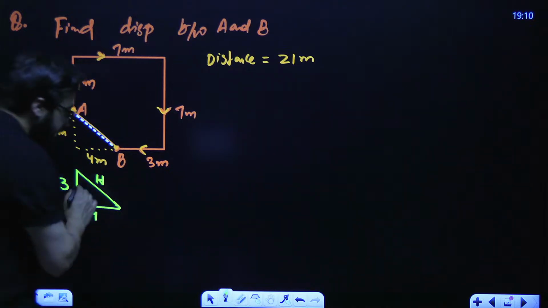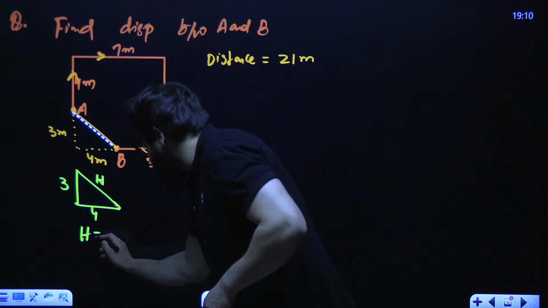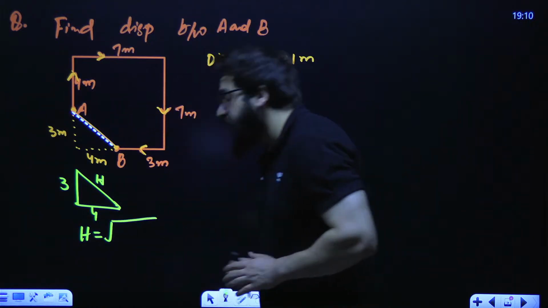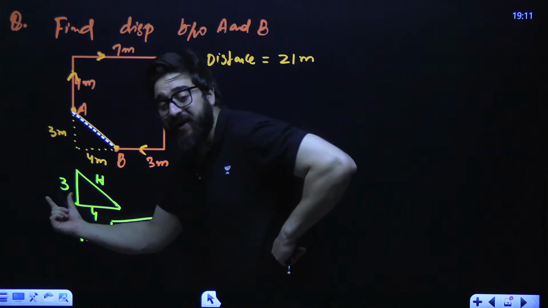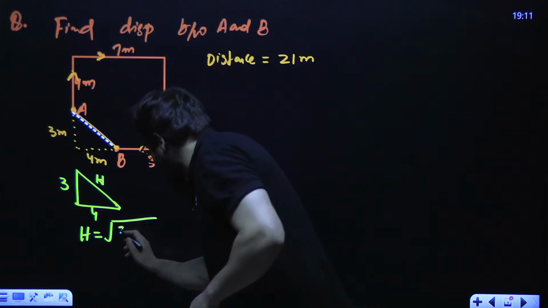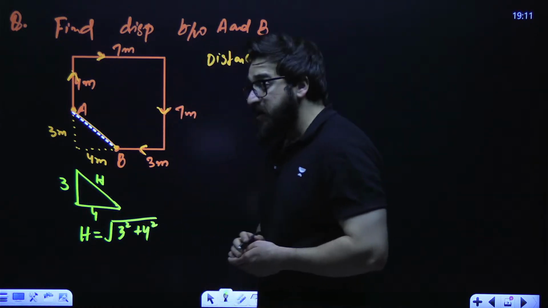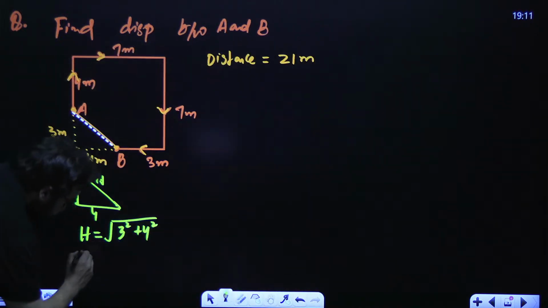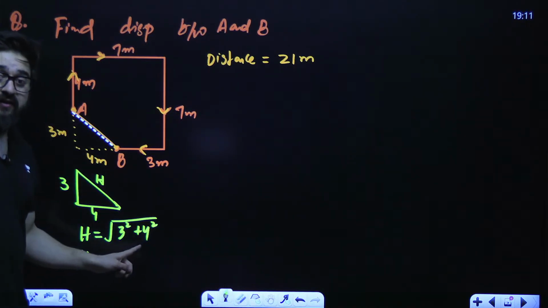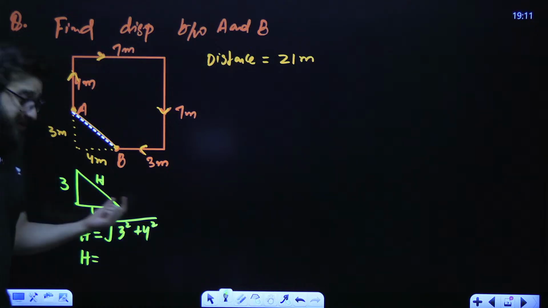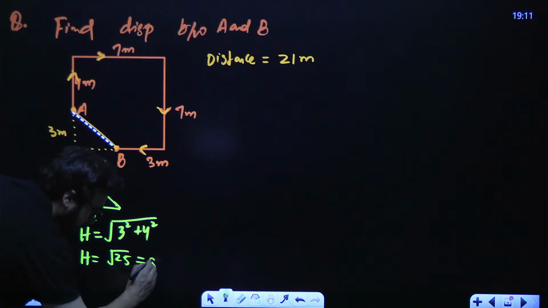When it comes to the hypotenuse, the hypotenuse will be equal to under root of, using PGT, 3 square plus 4 square. So the hypotenuse in this case will come out to be 3 square is 9, 4 square is 16, 16 plus 9 is 25, that is under root 25, and that comes out to be 5.